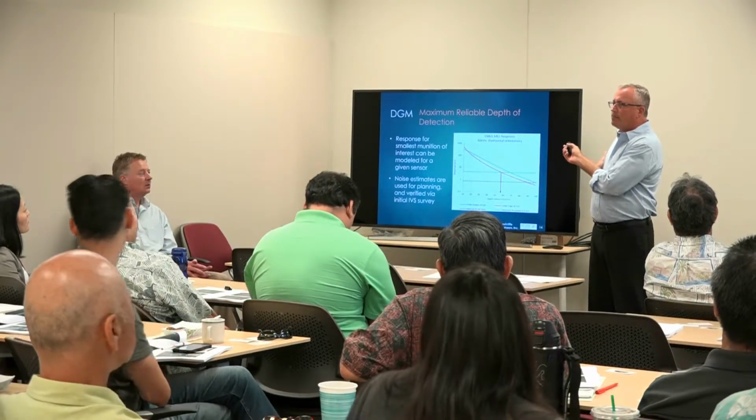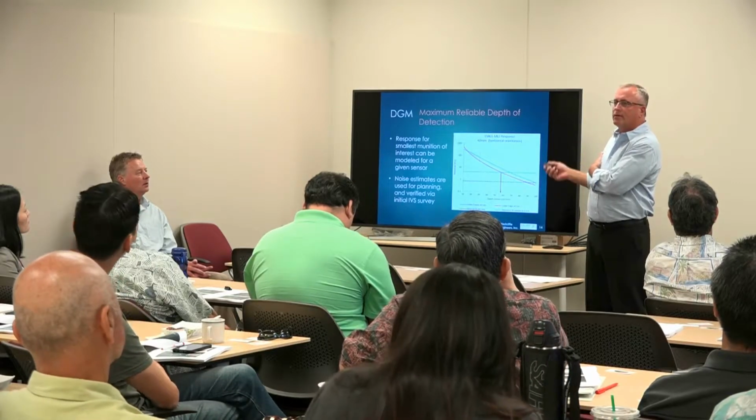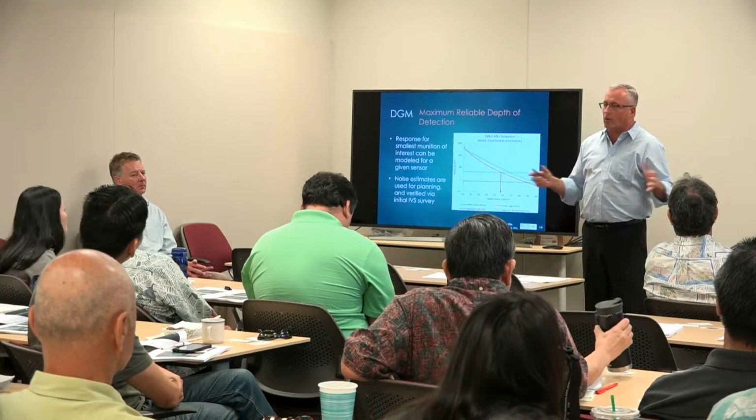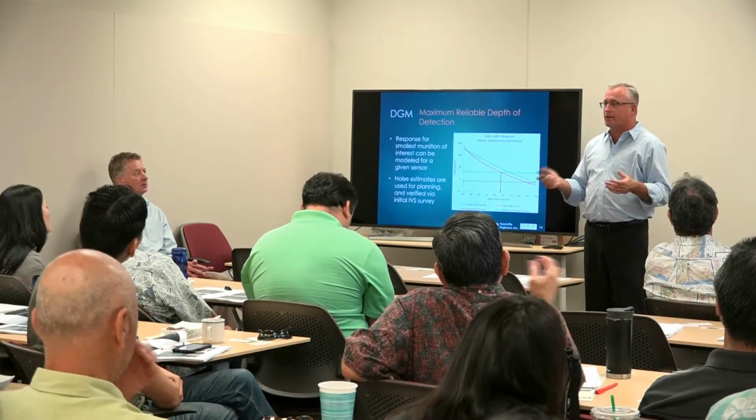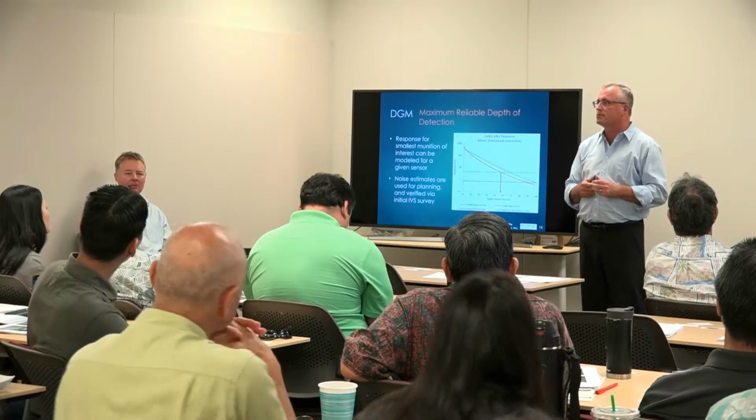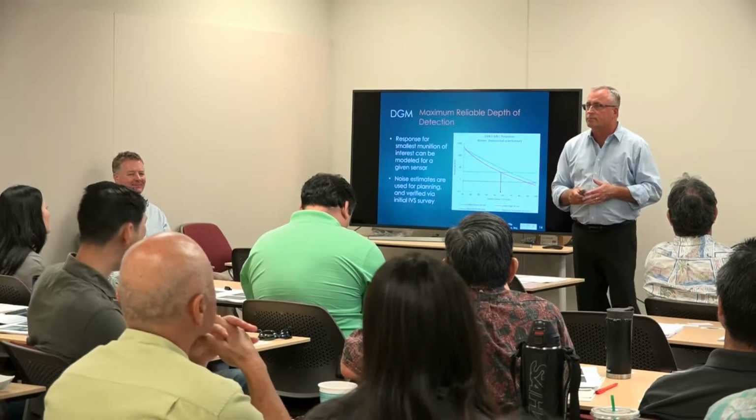What we call that is a saturated response area, where you get signal everywhere. And the way to handle that is you actually have to go and do the mag and dig, and then do DGM after that. So you have to get rid of the metal first.